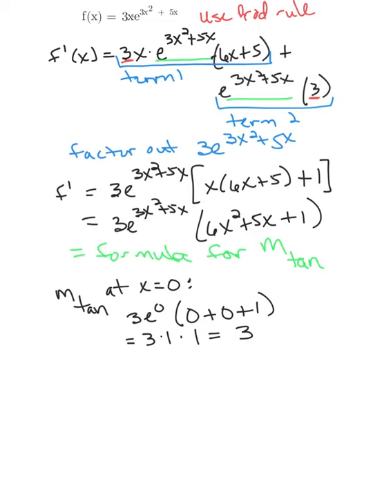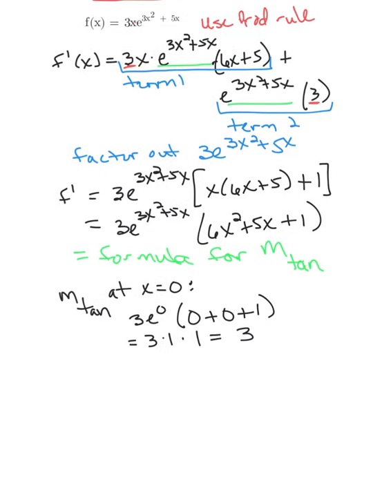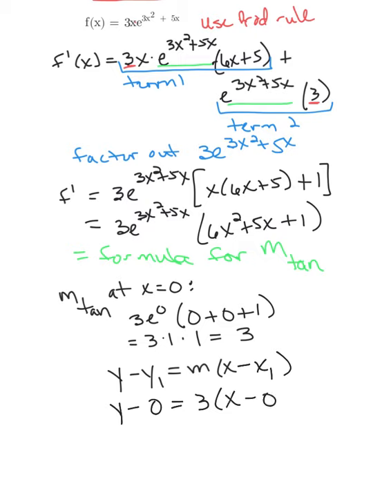We are not quite done. We want the equation of the tangent. So we're going to go to that point slope format. y variable minus y of our point, which is 0, equals, we just said slope is 3, x variable minus x of our point, which is also 0. Clean that up, we get y equals 3x. Here is the equation of the tangent line.